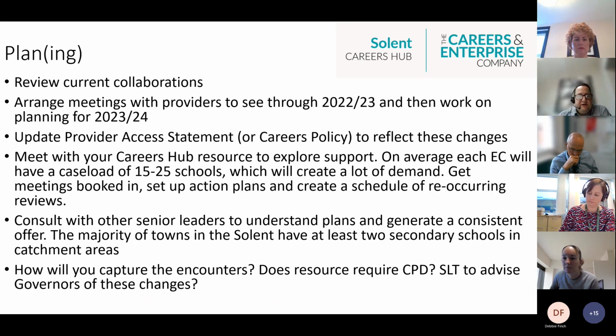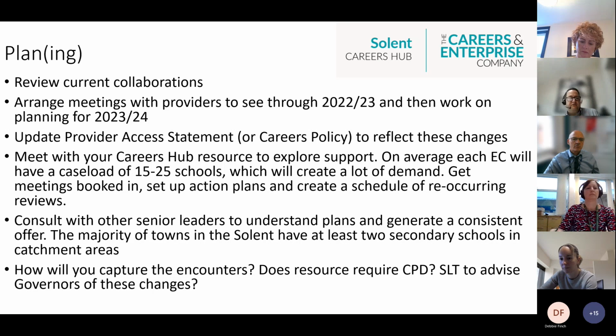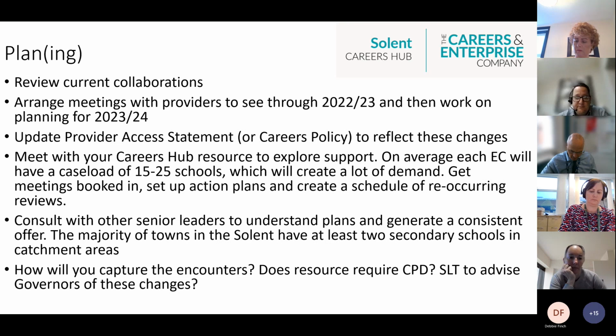So the planning aspects, moving on to planning. Review your current collaborations. Arrange meetings with providers to see through 22-23 and then work on planning for 23-24. If you look at the example that's provided within the DFE document on this, it is literally laying out for the following year all the terms and when these visits are going to take place. So it's a big ask to get that planning up and running at such an early stage. Update your provider access statements or careers policy to reflect these changes. Meet with your careers hub resource to explore support.